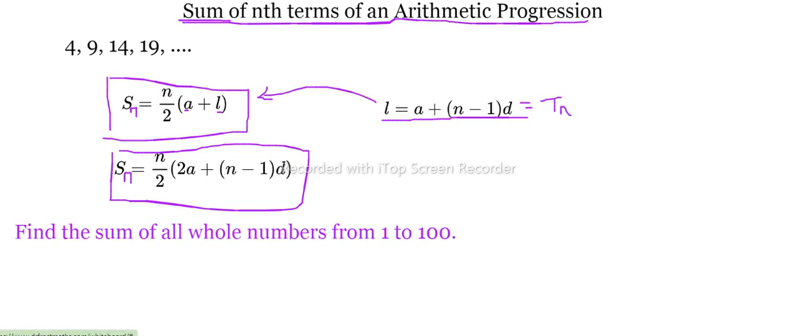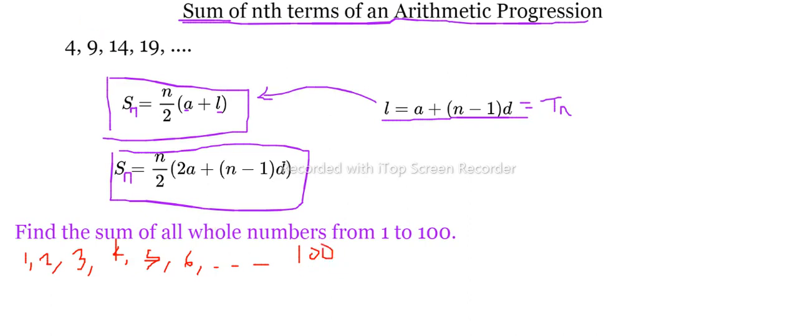We have this question: find the sum of all whole numbers from 1 to 100. If you look at whole numbers from 1 to 100, you notice that they will form an AP. The first one is 1, the next one is 2, the next is 3, then 4, 5, 6. If we continue like that, we'll see that the terms form an AP because we keep adding 1.